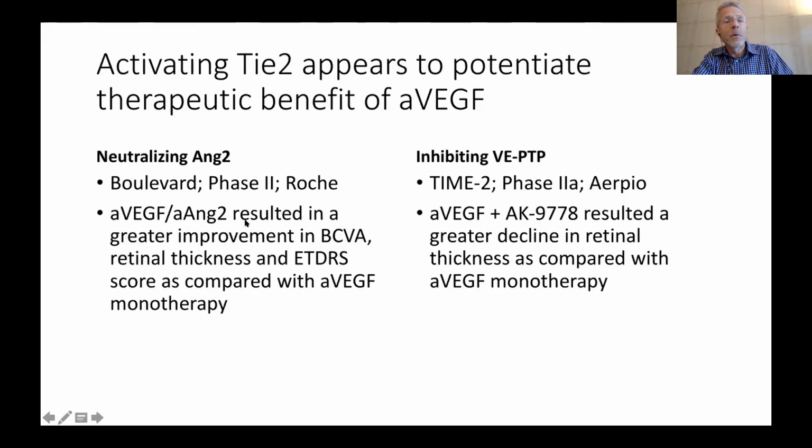So this approach of activating Tie2 resulted in a greater improvement in BCVA, retinal thickness, and the ETDRS score as compared with anti-VEGF alone. And a different drug company, Aerpio, did a phase 2b study. They called it the TIME-2, and what they did is they combined anti-VEGF with a VE-PTP inhibitor, and that also was beneficial. The combination was more beneficial than anti-VEGF alone.